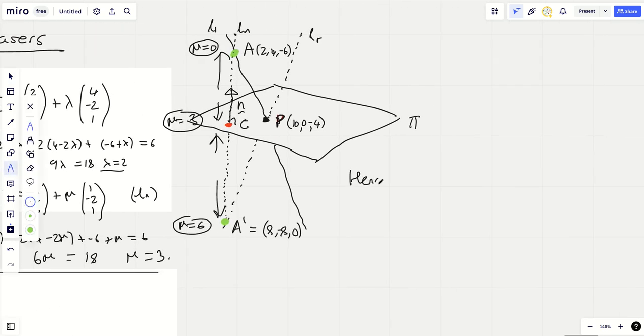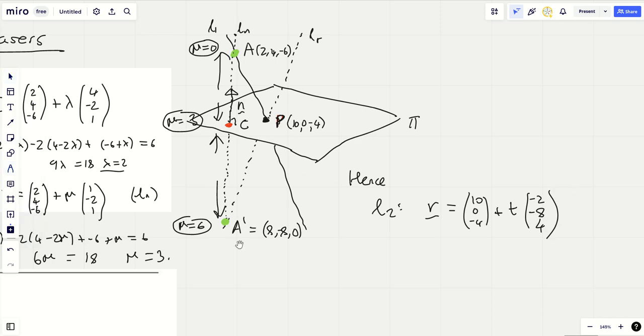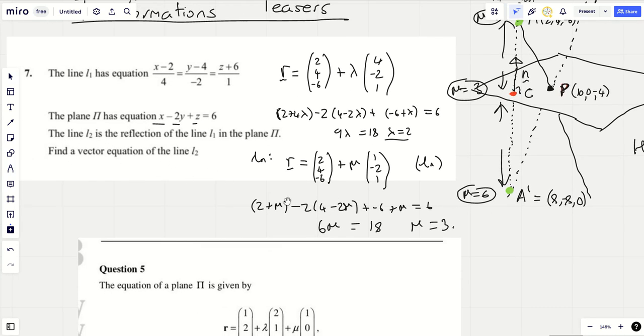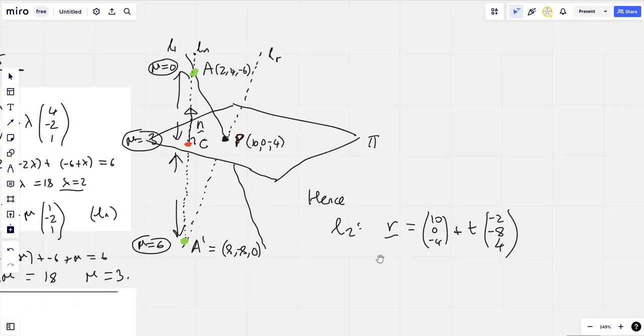So I can say, hence, L2 is going to be given by, well, r equals 10, 0, minus 4 plus, let's say, t times, because we've already used lambda and mu, and then we need like minus 2, if you like, doesn't matter which way around you go here, minus 8, and then minus 4 to 0 is 4. And obviously we could cancel that down, etc. So there we go, that's how we do it. Did they want a vector equation of a line L2? Yeah, good, they didn't ask for Cartesian.